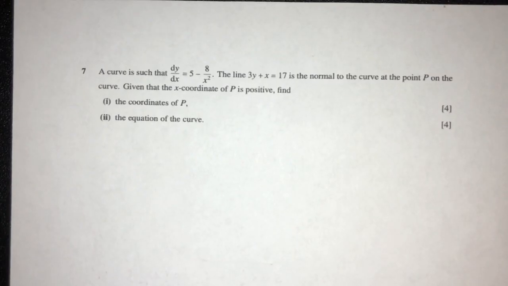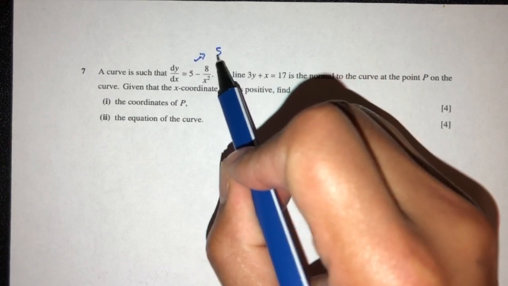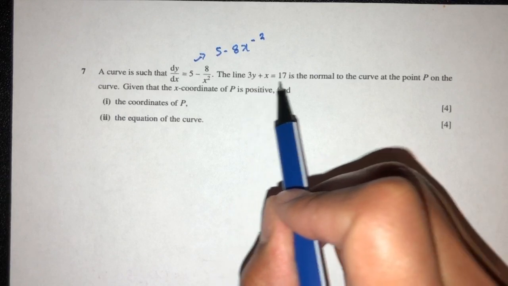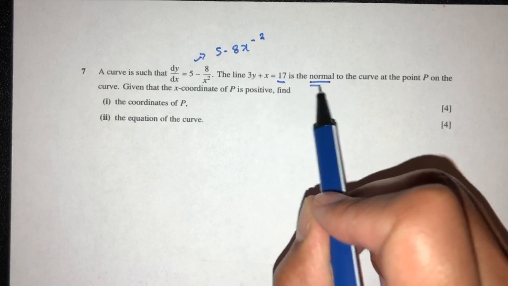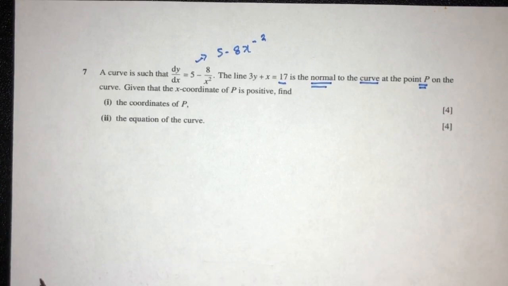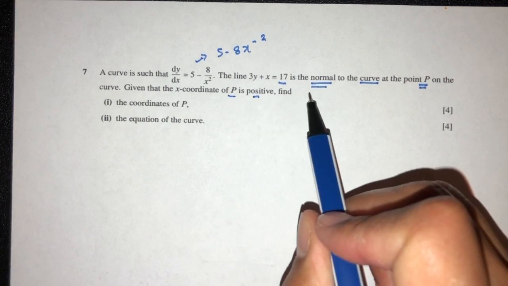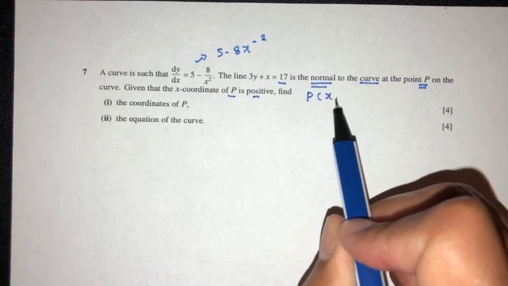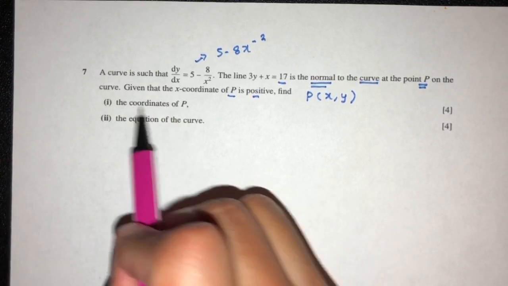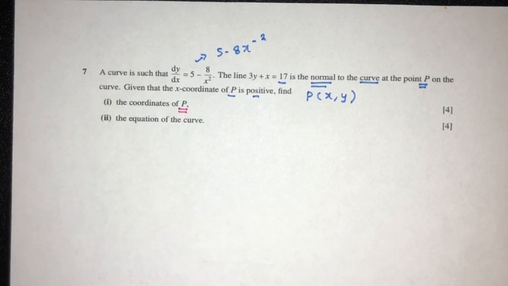Now let's move on to question number 7. A curve is such that dy by dx is equal to this. Now we can rewrite this as 5 minus 8 times x power minus 2. The line 3y plus x is 17 is the normal to the curve at the point P on the curve, great to know. Now given that the x value of the point P is positive, so P is the point x and y that we don't know yet. Now we have to find the coordinates of P. So how would you find that?